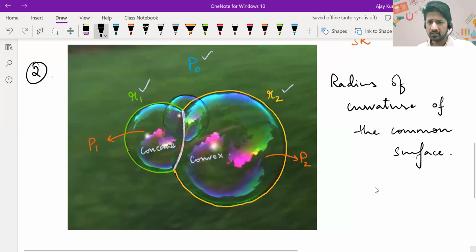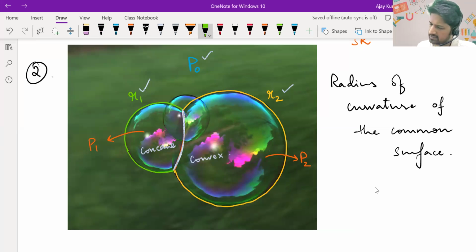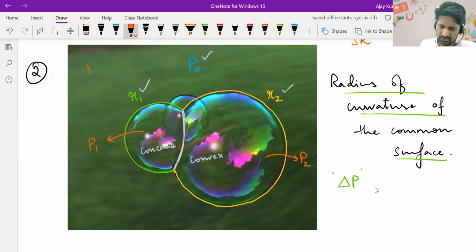Right. So the problem here is to calculate the radius of curvature of the common surface. You need to remember that radius of curvature of a surface depends on the pressure difference across the surface. So you first need to find out the excess pressure across it. That common surface has pressure P1 on one side, that is the pressure inside the smaller bubble, and pressure P2 on the other side, pressure inside the bigger bubble. Let's say these two bubbles are made of the same liquid which has surface tension T. I must have mentioned that, I didn't. So we first need to find out the difference between P1 and P2. If you know that, then you can tell the radius of curvature of the common surface.